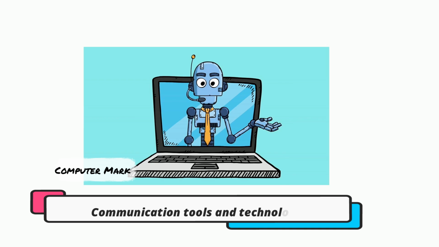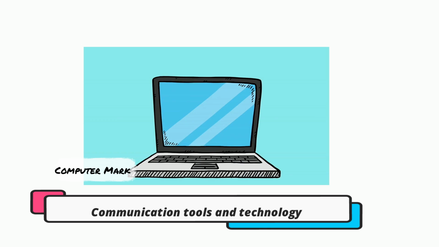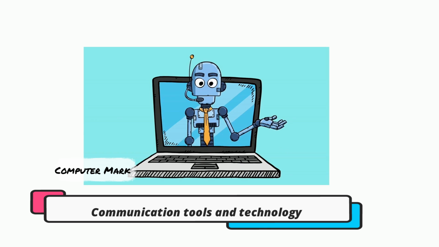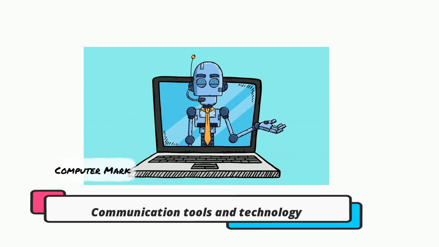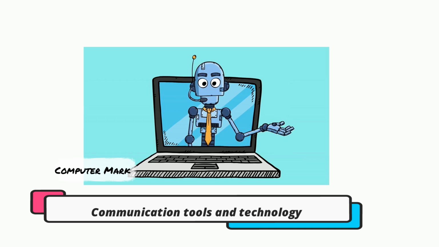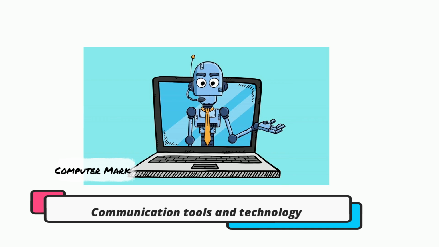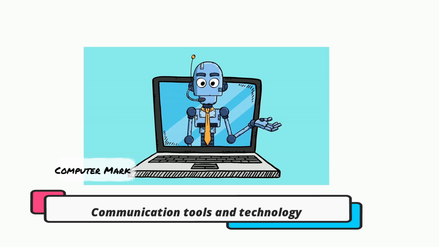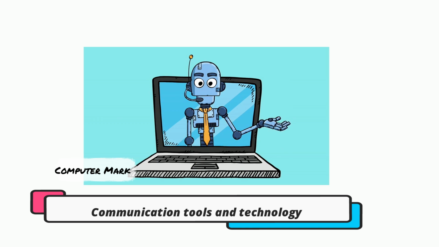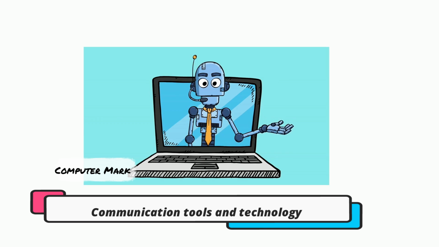Email remains one of the most widely used communication tools for remote workers. It allows for asynchronous communication, meaning that messages can be sent and received at any time, without requiring an immediate response. Email also provides a record of communication that can be easily referenced later on. Instant messaging is another popular communication tool for remote workers. It allows for real-time communication and can be used for quick questions or updates.